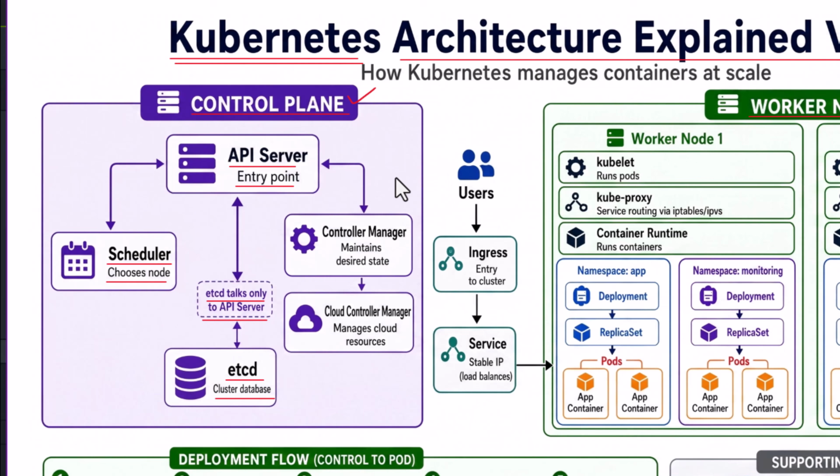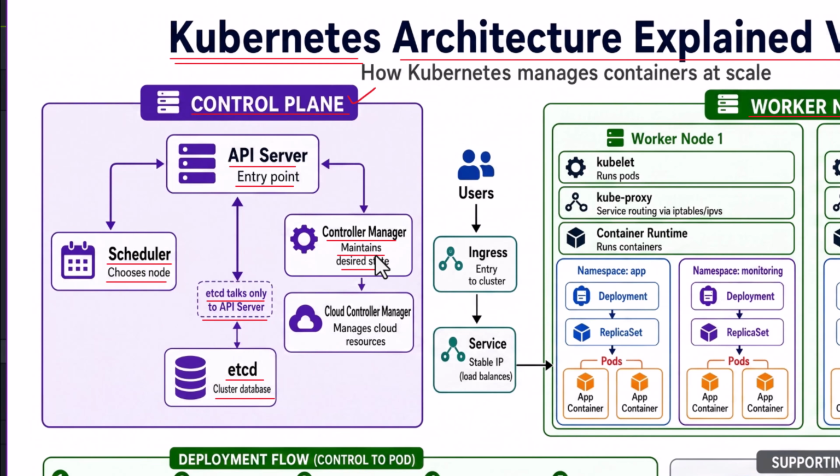The next component is the controller manager. The controller manager maintains the desired state of the cluster. This is one of the most important ideas in Kubernetes. In Kubernetes, we define the desired state. For example, we say, I want 3 pods of my application running. Kubernetes continuously checks the current state and compares it with the desired state.